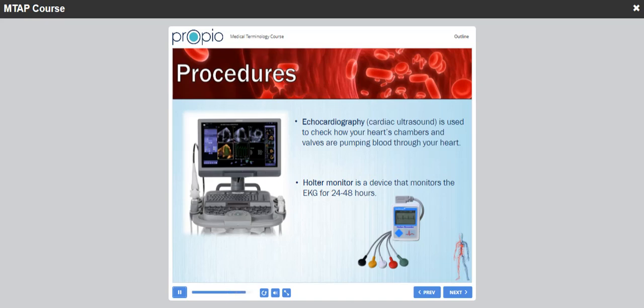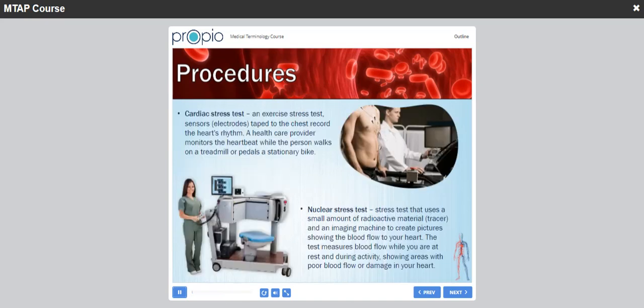Nuclear stress test. A nuclear stress test uses a small amount of radioactive material, tracer, and an imaging machine to create pictures showing the blood flow to your heart. The test measures blood flow while you are at rest and during activity, showing areas with poor blood flow or damage in your heart.